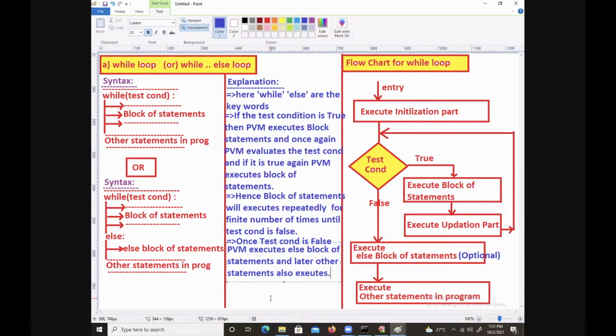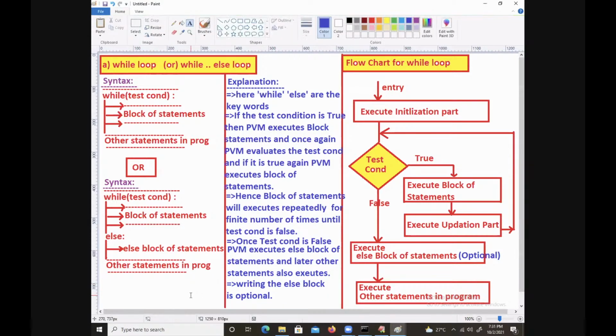And writing the else block is optional. This is the last point I am writing. Writing the else block is optional; I may write it, I may not write it. I hope this syntax and the explanation of the diagram are clear. Dear students, this is called the while loop.